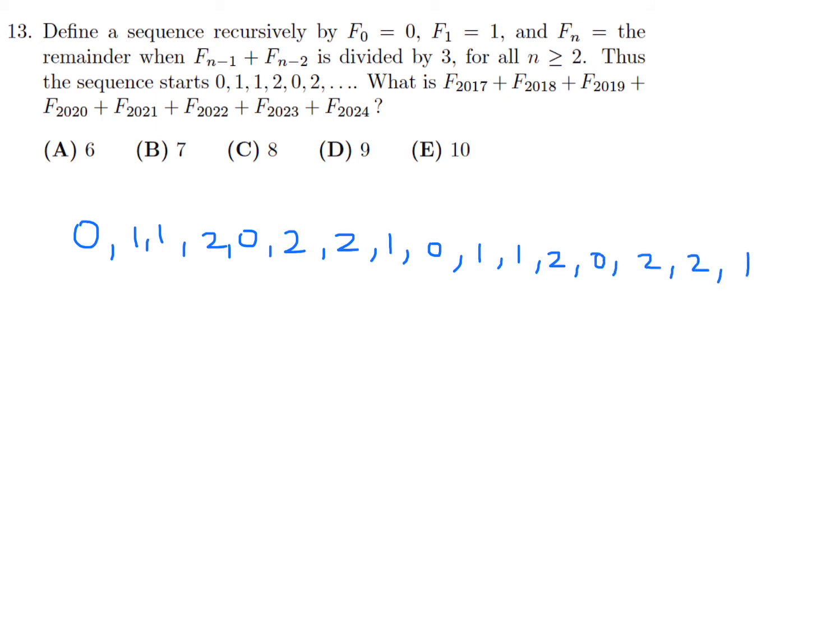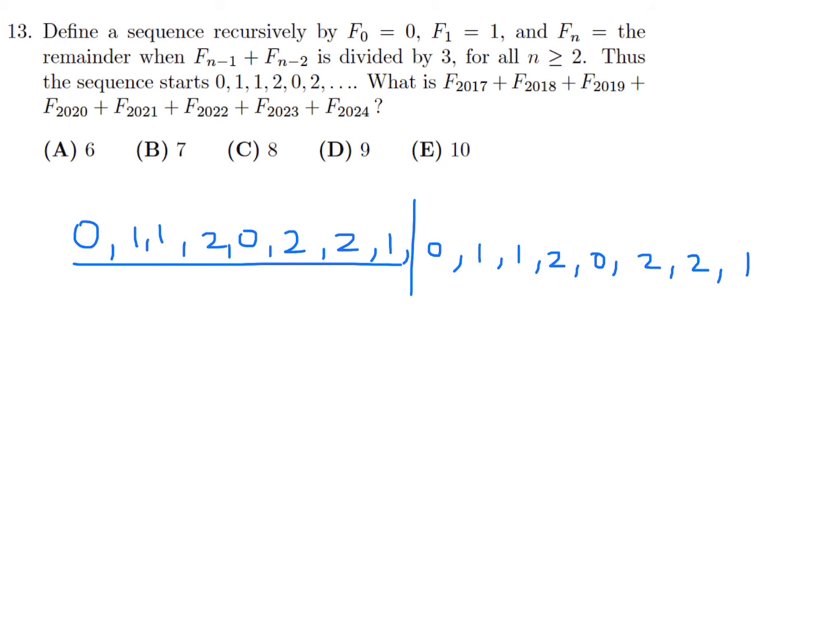All I'm doing is just adding those two and dividing by 3. So for example, this plus this is 4, divided by 3, remainder is 1. That's why I put a 1 there. And then you take this and this, add them, you get 3, divide by 3, the remainder is 0. That's why I put a 0 there, and so on. So this indeed gives me a pattern, and it repeats like that: 0, 1, 1, 2, 0, 2, 2, 1.